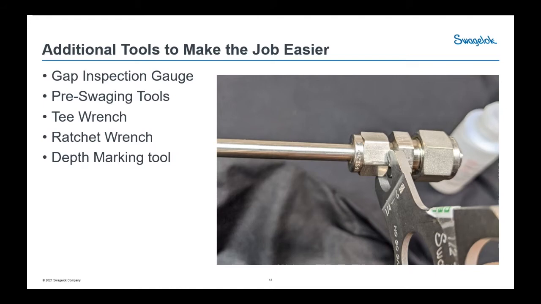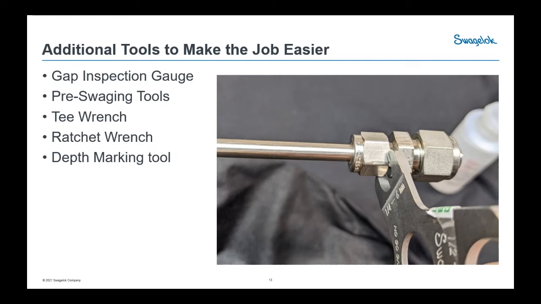A pre-swaging tool is used to pre-swage the nuts and ferrules onto the tubing. So maybe you want to pre-swage them on the bench and then take it over to your piece of equipment and install it. A T-wrench is available to hold onto T's. This works out a lot better than using a crescent wrench. It just gives you a lot of support to pull up the fitting. A ratchet wrench is made to pull up tube fittings; it fits around the nut on the fitting and allows you to tighten it.